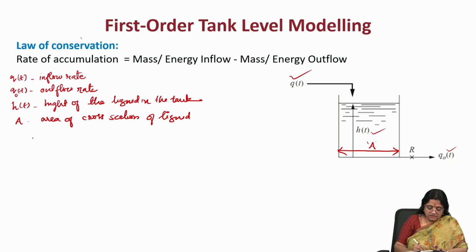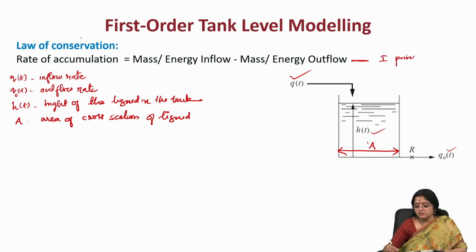The conservation law states that the rate of accumulation, of mass or energy, is equal to the mass or energy inflow to the system minus the mass or energy outflow from the system. By using this simple conservation law, we can build mathematical models. This kind of modeling is also called a first principle model.